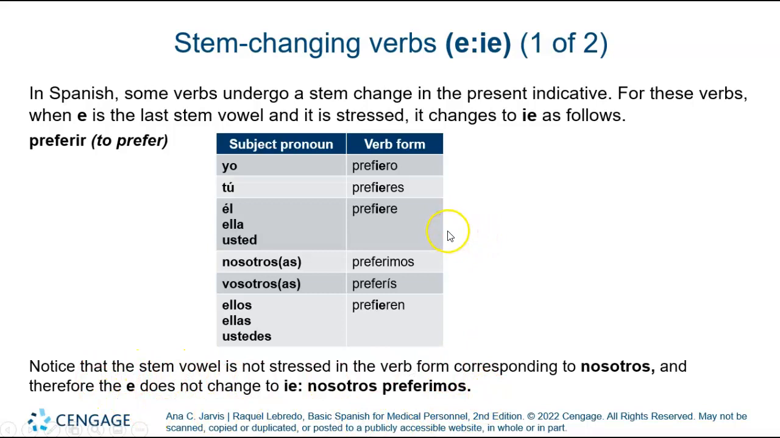So let's see how they sound and try to say it after me. Prefiero, prefieres, prefiere, preferimos, preferís, prefieren. Again, practice hearing them, saying them, writing them down, noting that IE change. It's good to write it down and highlight it, and you'll get lots of practice throughout the chapters.